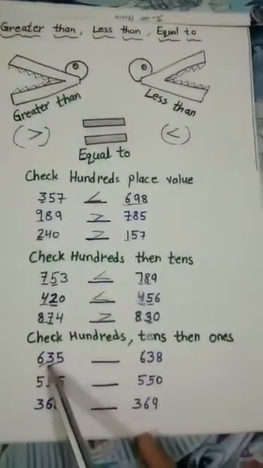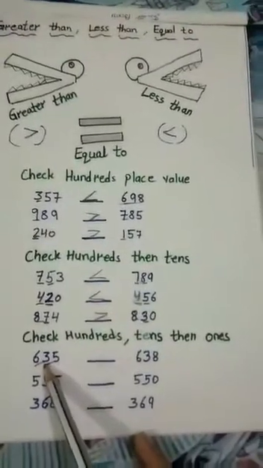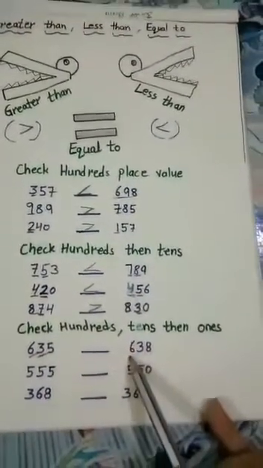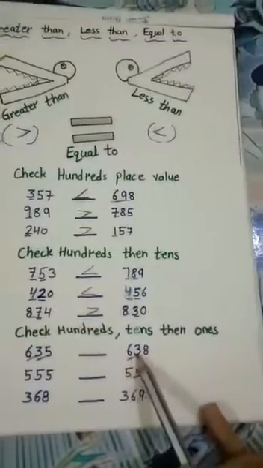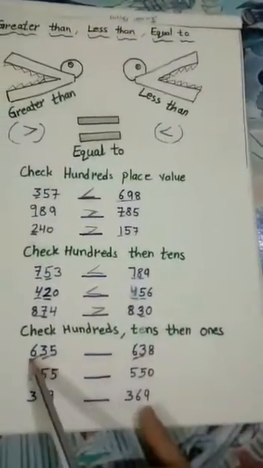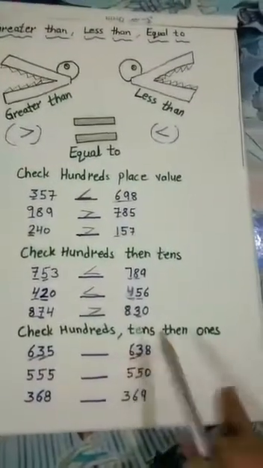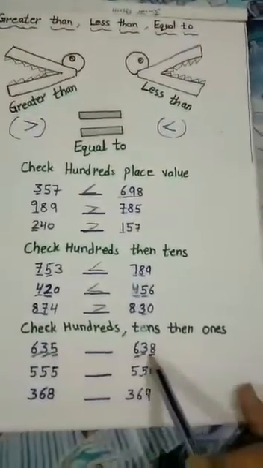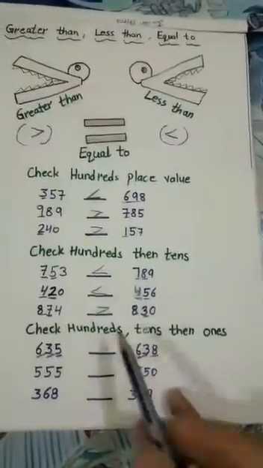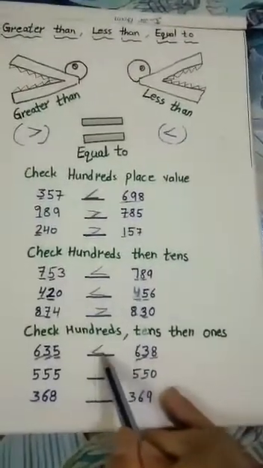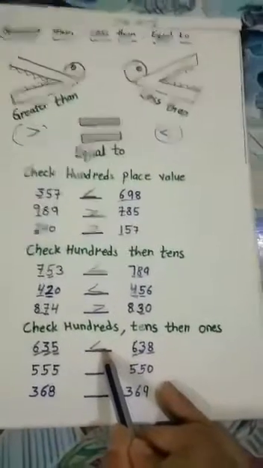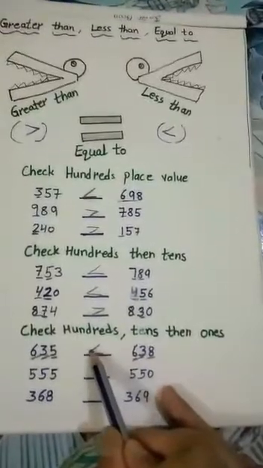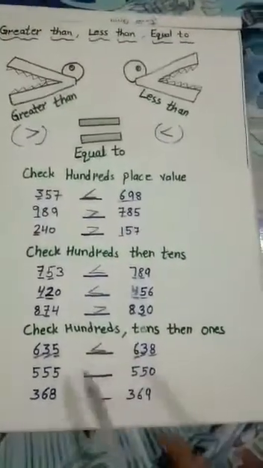Hundreds place value 3, tens place value 3. Okay, again hundreds 6 in the other number, tens place value also 3. So both are same, so we will check the ones place value. What is the ones place value over here? 5, and there is 8. So which is big? This one. So the alligator wants to eat the big number. He opened his mouth on the side of the big number. So which sign will come? Less than.